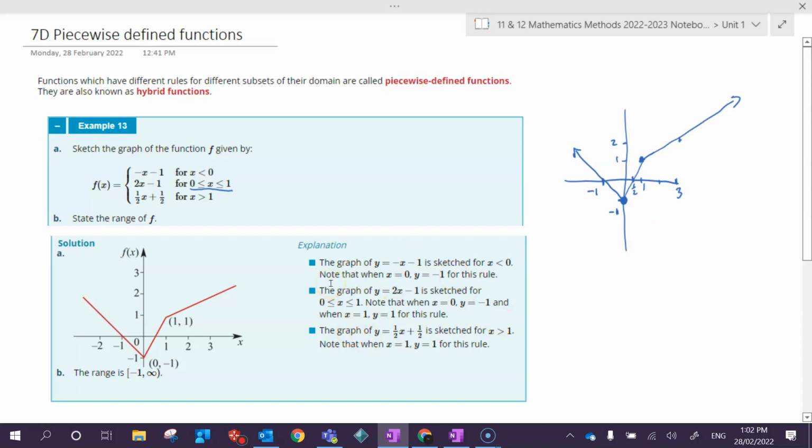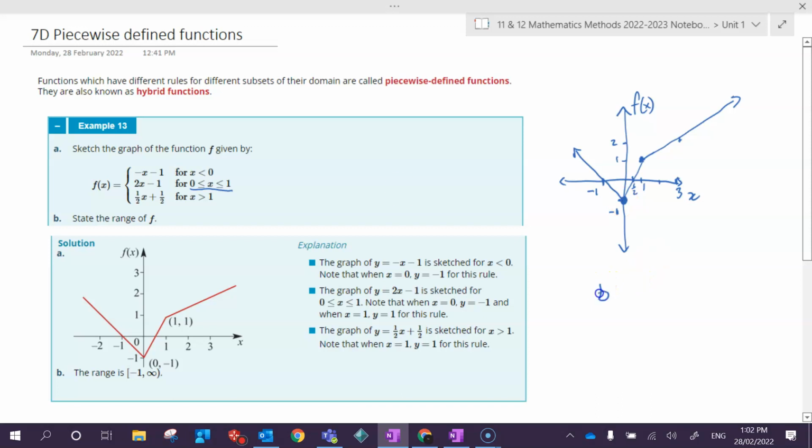The range of f, if we're looking at the range of this function: the right-hand portion is going to continue going up with a gradient of a half. The left-hand portion is continuing going down from left to right, or if I'm continuing back towards the negative numbers, it's going to get bigger and bigger. As x becomes more negative, y is going to become more and more positive. So in actual fact, the graph will continue rising forever, but will never get lower than negative 1.